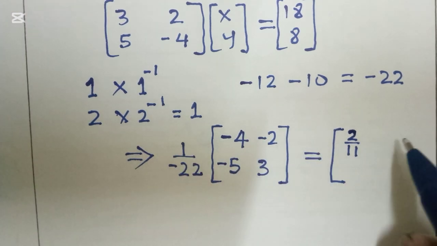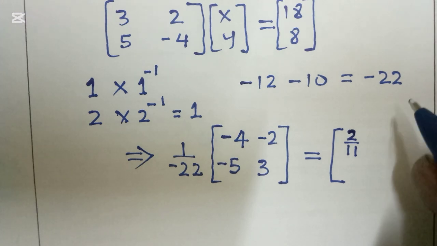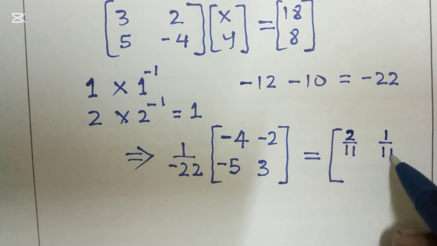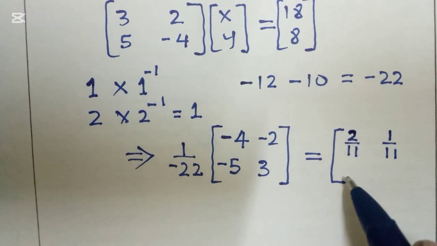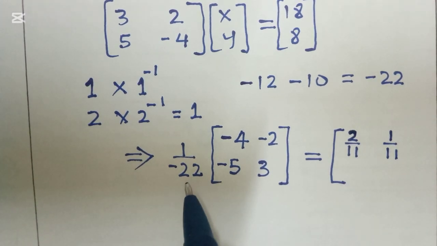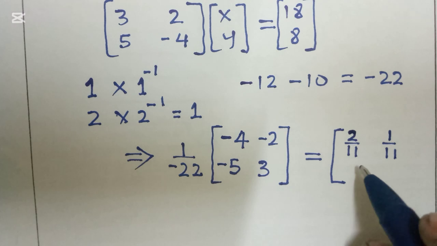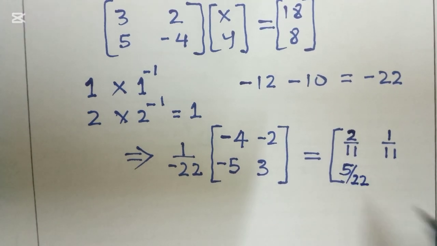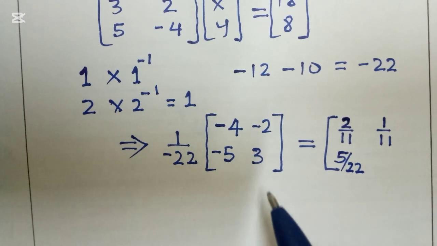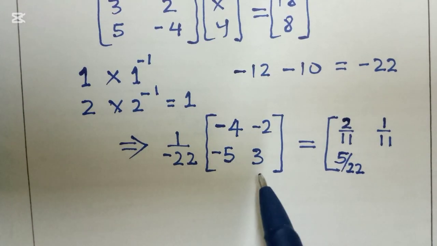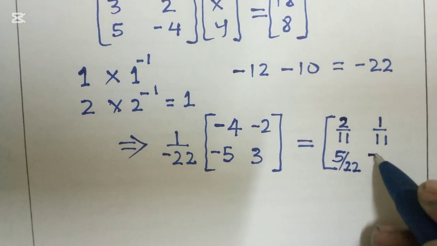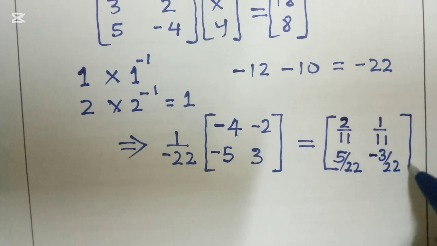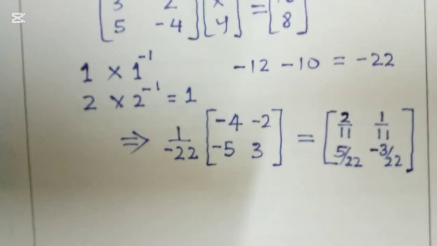Multiply that and the next one, we shall have 1 all over 11, like that. Then we come to the second one, 5 divided by that, we shall have 5 over 22. Then the next one we shall have negative 3 now. This is now going to be negative 3 all over 22. So that is now our inverse matrix.